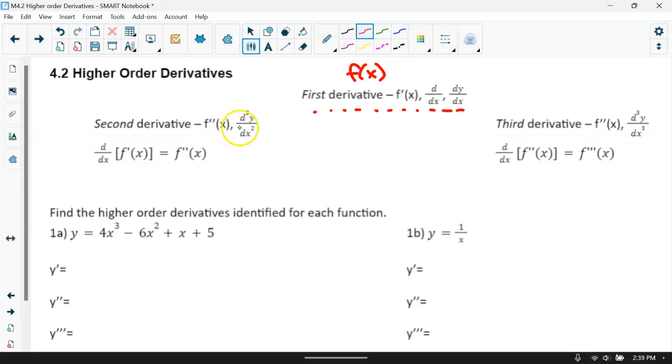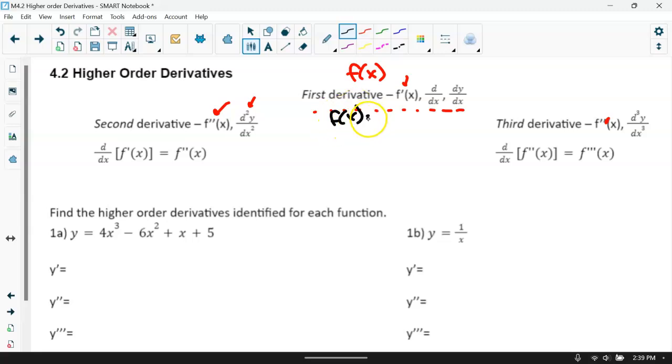Like the second derivative. Notice how the notation is pretty much the same situation, just showing 2 now instead of the 1. The second derivative is you're just taking the derivative of the first derivative. Same thing here. If I want to know what the third derivative is, then you take the derivative of the second derivative, and so on and so forth.